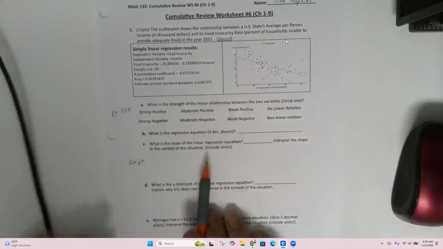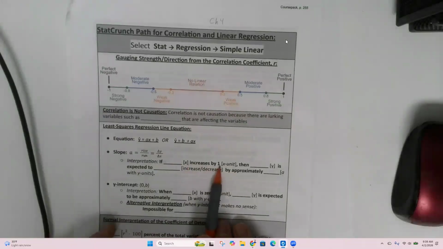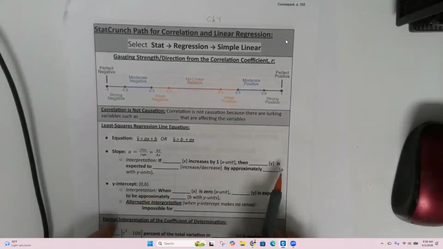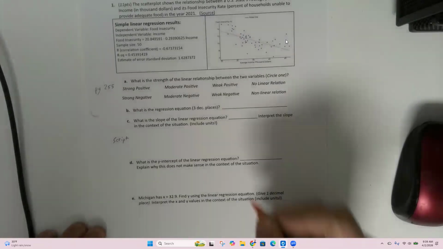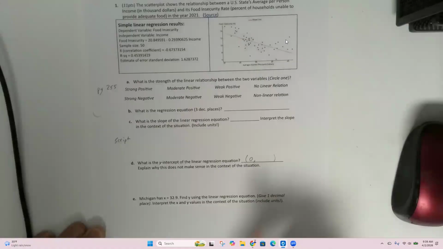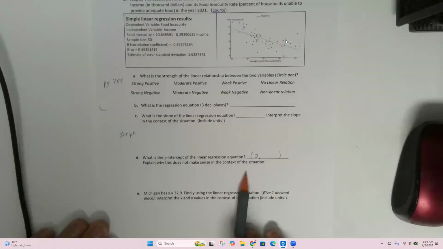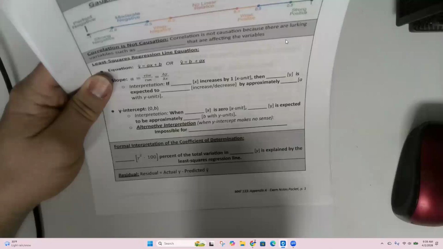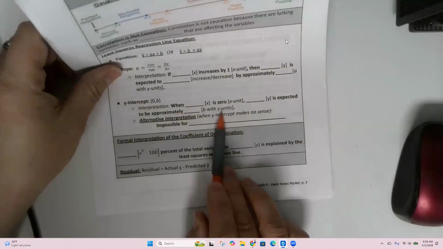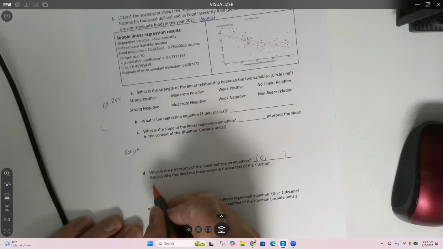There's a script for interpreting the slope. You write out what x is, increases by 1, write out the unit of x, then y is expected to increase or decrease by approximately the slope, and you put the units. Okay, what's the y-intercept? Remember, the y-intercept is a point on the line, so you need 0, comma, something. And explain why this does not make sense. There's a script for that. There's two scripts for the y-intercept. One is when x is 0, y is expected to be this. Most of the time, though, you're going to use this one, which is impossible for something.